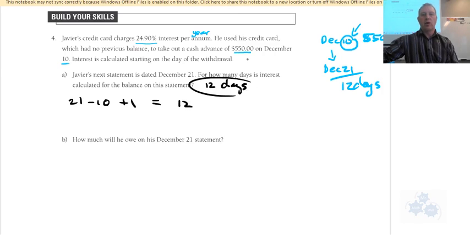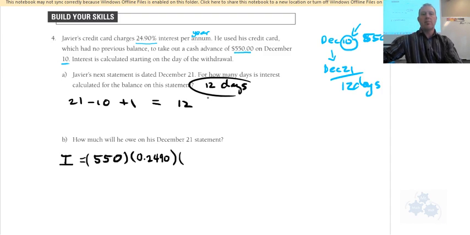Okay, so we've got this little cash advance to deal with, right? So let's talk about the interest first. So the interest is going to be from $550 times, what's the percent? 0.2490. Okay, so 0.2490.